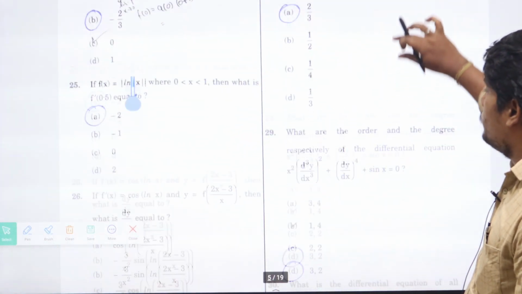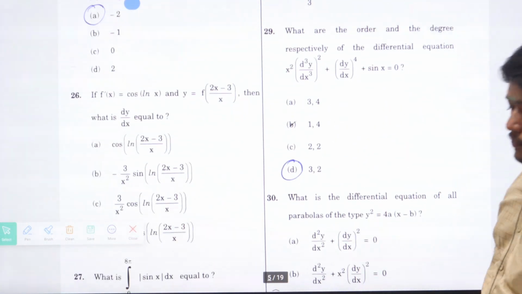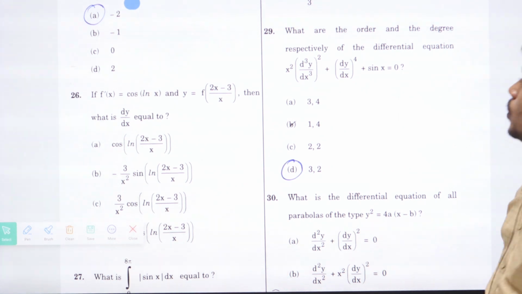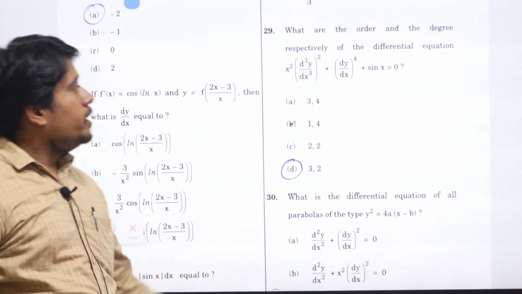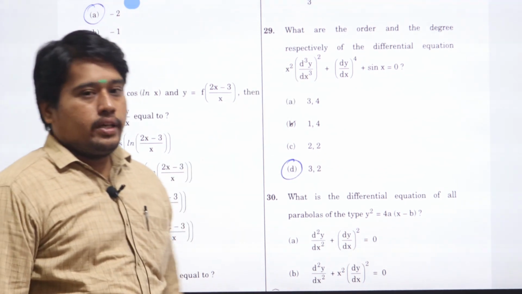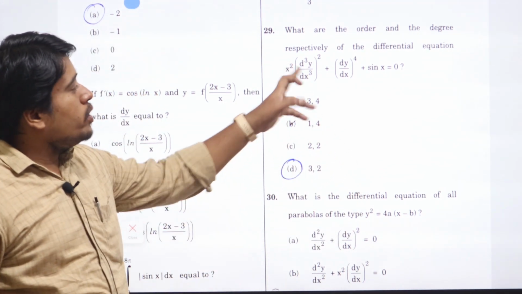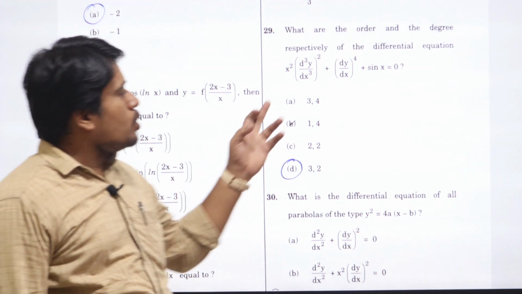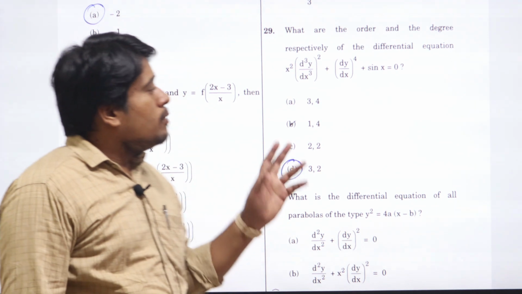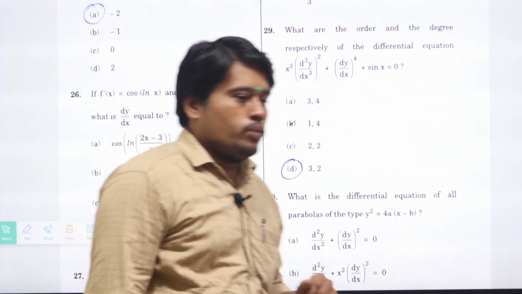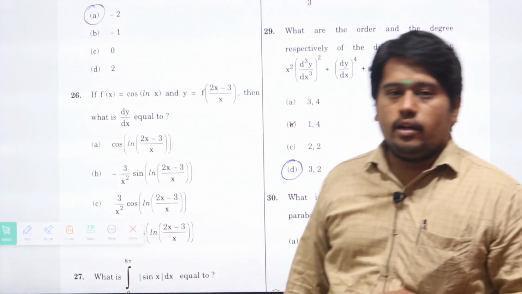So next, question number 29 is a direct problem. What are the order and degree respectively of the differential equation x square into (d cube y divided by dx cube) the whole square plus (dy by dx) the whole power 4 plus sin x, which is equal to 0? So find the order and degree.